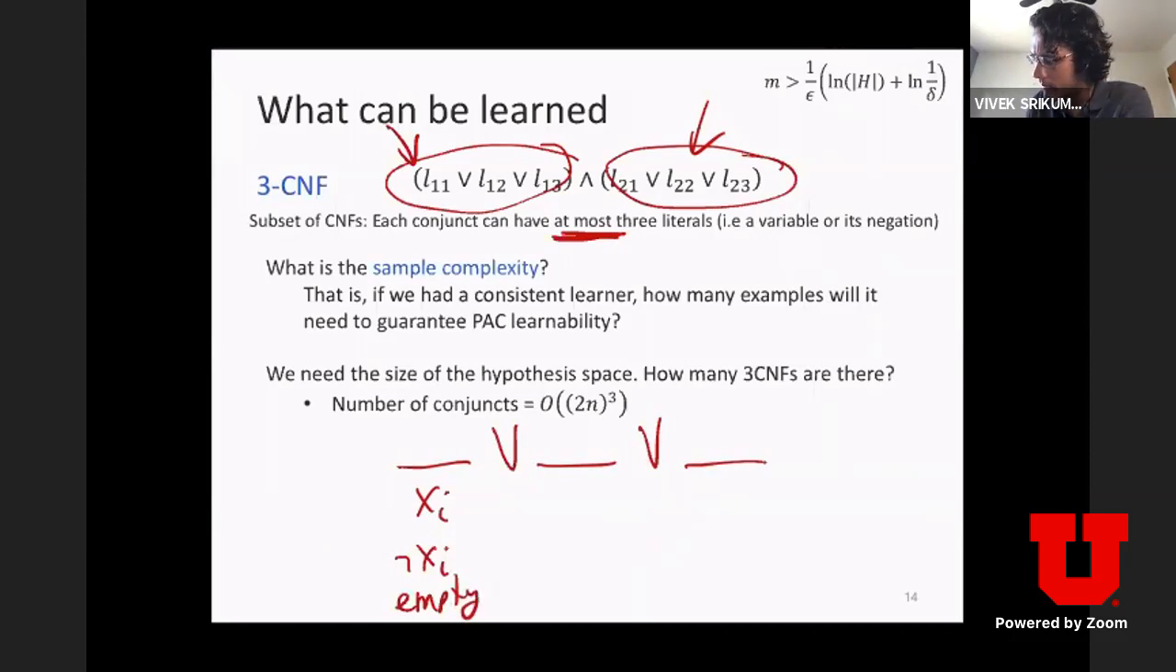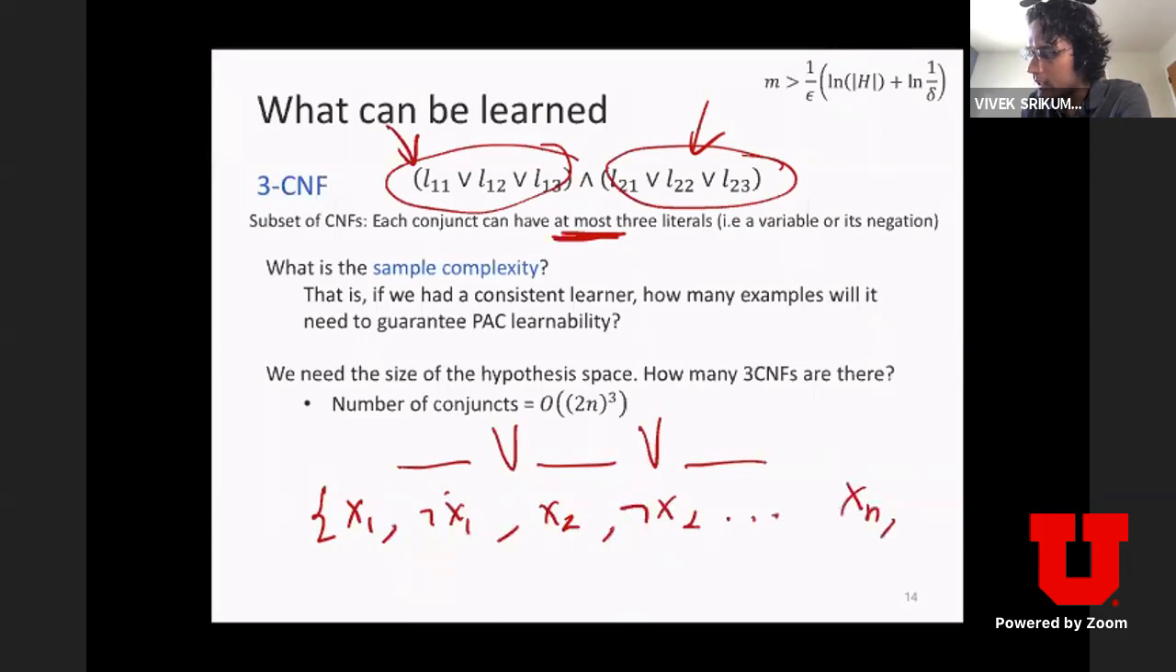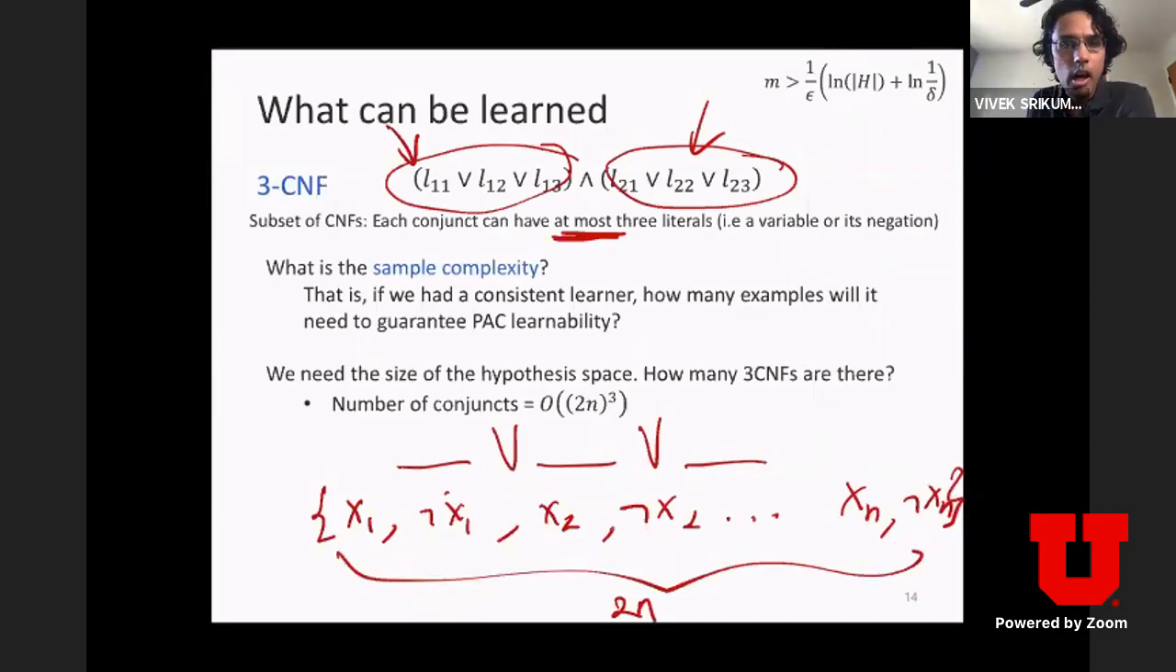We can do it that way, but a better way of doing this is we have 3 spots here. Really, we can choose 3 variables, or we can choose 2 variables. Instead, imagine that we have this big bucket, x1, not x1, x2, not x2, and so on, xn and not xn. This bucket has 2n things. Out of these 2n things, we want to select 3 of them, maybe this, and maybe this. And maybe in the third position, we choose nothing, so up to 3 of them.